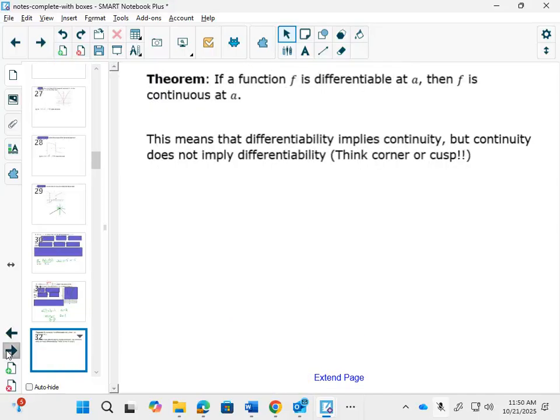So to end, a theorem. If a function is differentiable at any point a, it must be continuous. It's kind of the flip, right? If it's smooth and continuous, it's differentiable. So if we know it's differentiable, it must be smooth and continuous. Differentiability implies continuity, but continuity does not imply differentiability. Ooh. So just because something's continuous, it could have one of those sharp points.